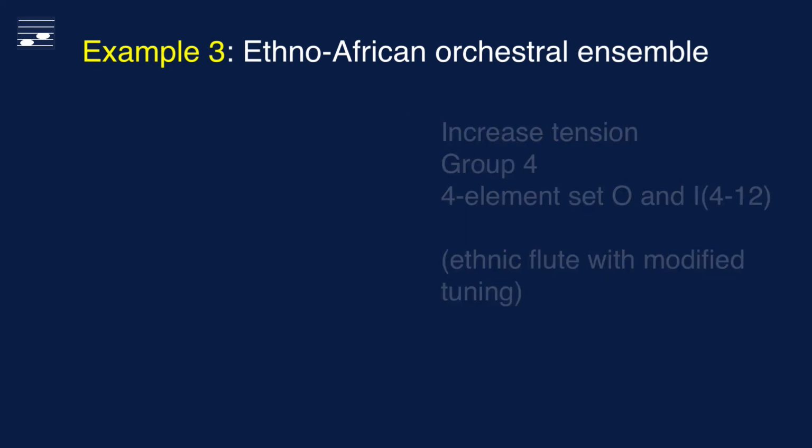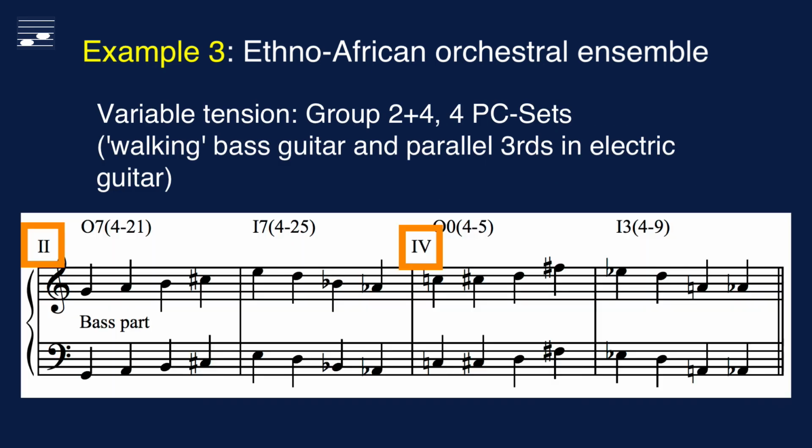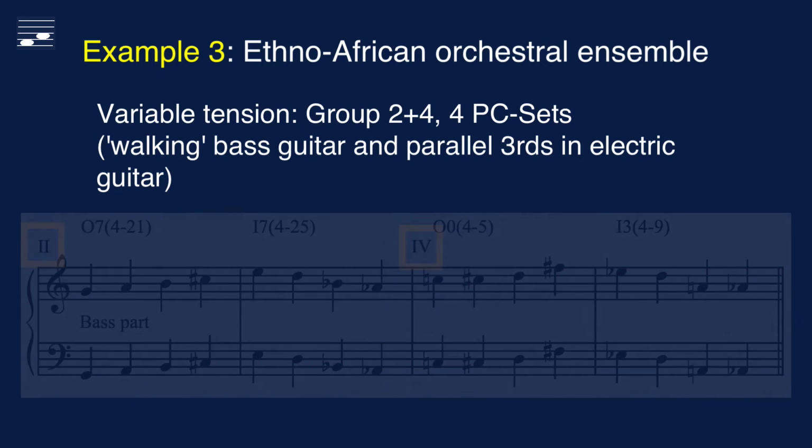The next element is a set of 4 tetrachords, 2 from the lower tension level group 2 and 2 more dissonant group 4 chords. These 4 sets are also used melodically, first in the African flute, later in the walking bass guitar with parallel motion in the electric guitar.